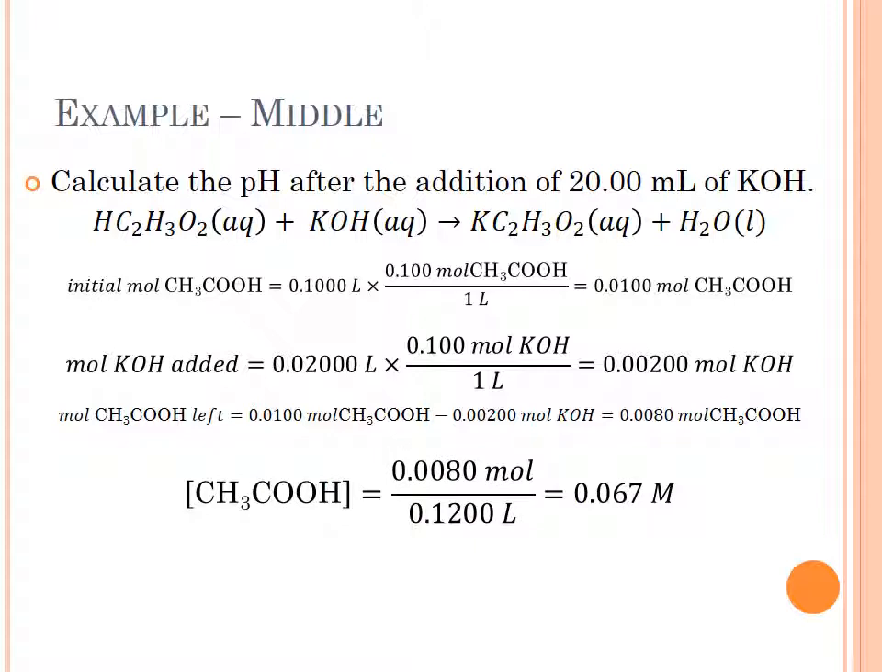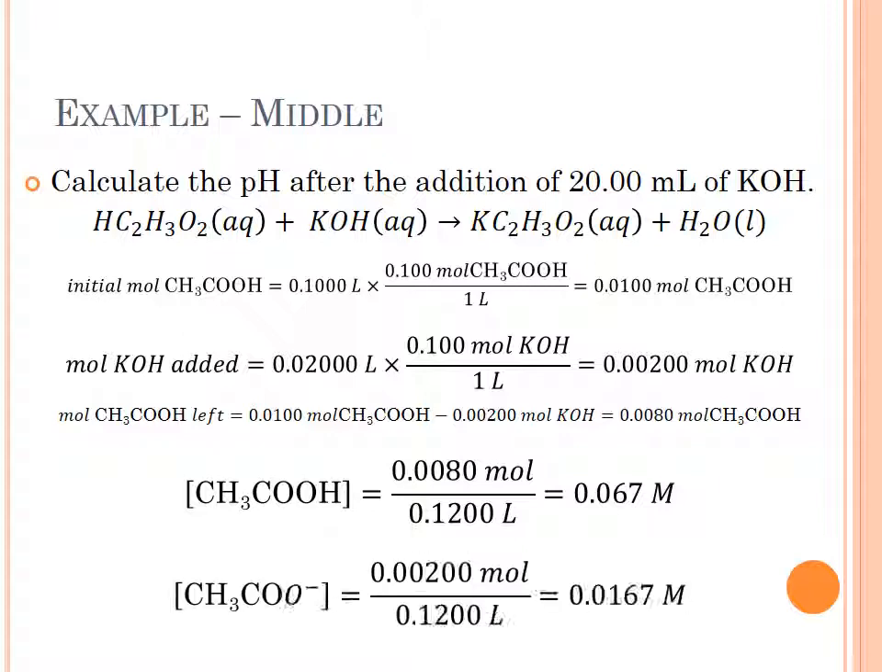Now we can calculate our concentration exactly like we did in the previous example. We get 0.067 moles per liter of acetic acid. But I can't stop there because this is weak. I'm going to need the concentration of the acetate ion as well. The amount of acetate generated is equal to the number of moles of KOH we added, so 0.002 moles divided by that same volume is 0.0167 molar. I need the concentration of the weak acid and its conjugate base before I can calculate the pH of a buffer.